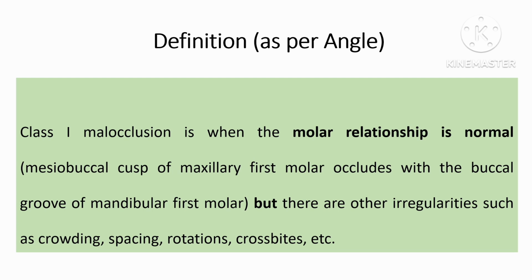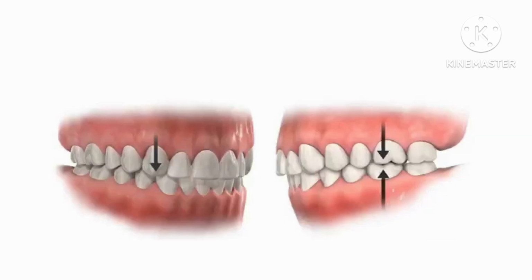According to Angle's classification, Class 1 Malocclusion is characterized by a normal molar relationship, where the mesio-buccal cusp of the maxillary first molar occludes with the buccal groove of the mandibular first molar. However, despite this normal skeletal and molar relationship, malalignment of individual teeth is present. This may include crowding, spacing, rotations, proclinations, or crossbite.